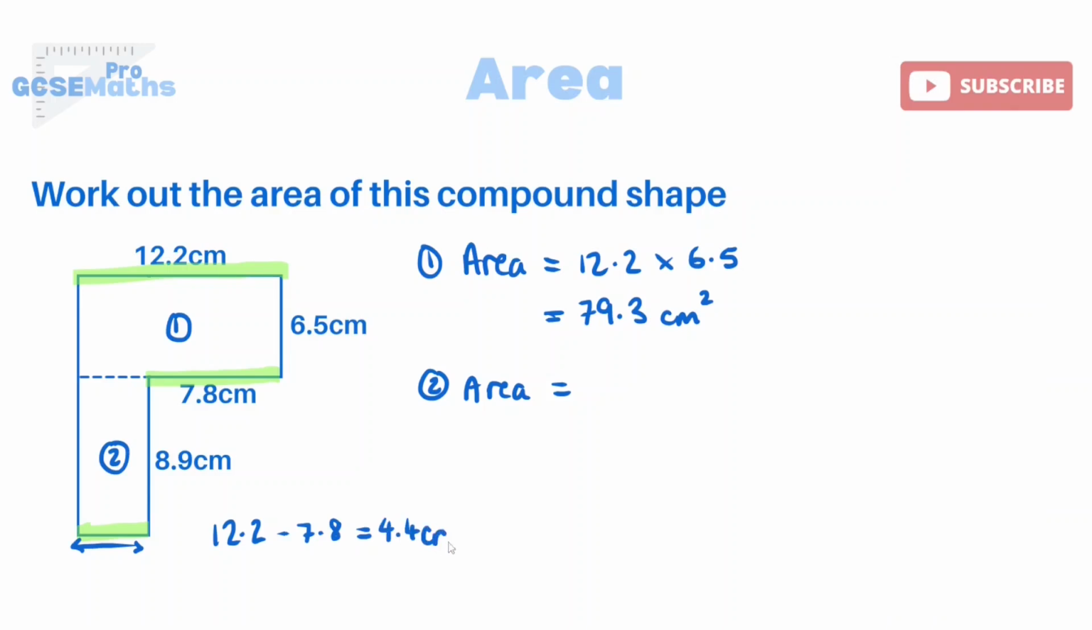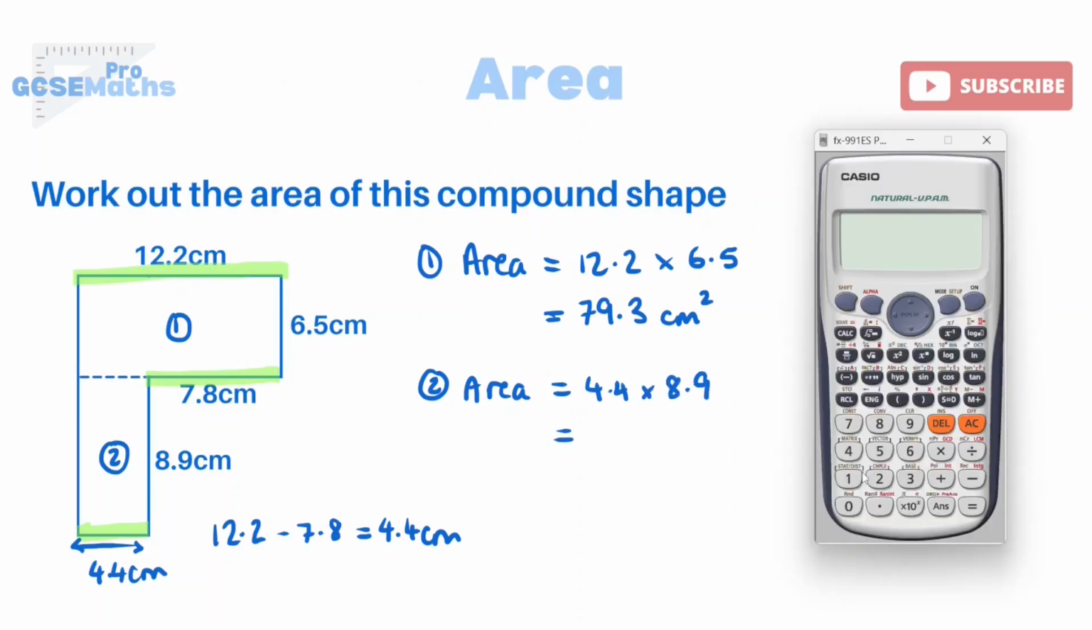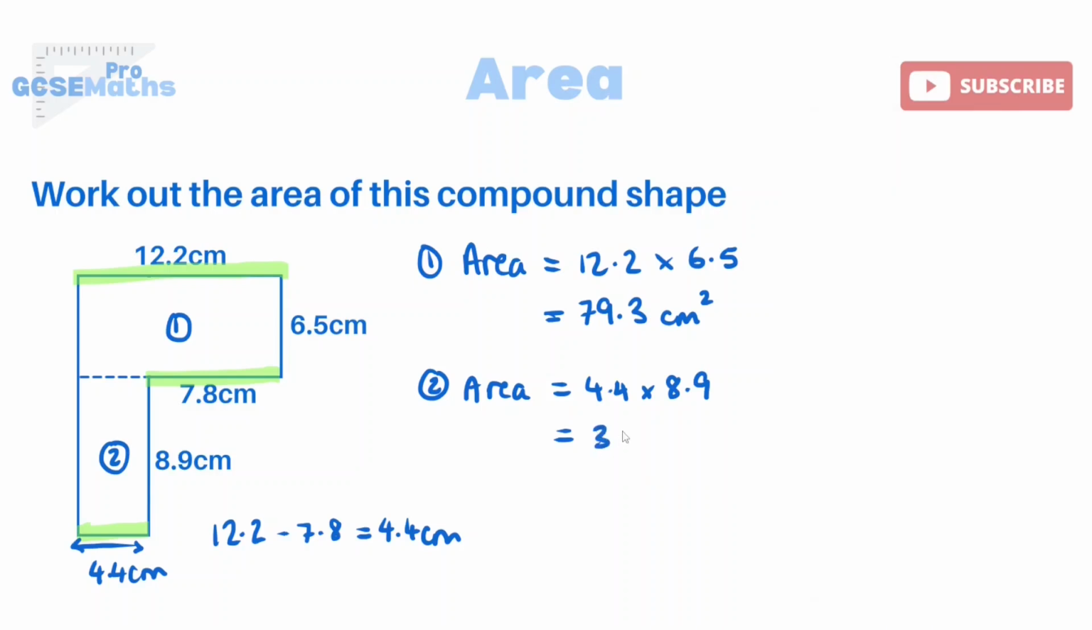Okay, so we're not going to guess, we're going to work it out accurately. So that's 4.4 there. Now I can work out the area of that second rectangle. It's going to be 4.4 times 8.9. Again, put that in your calculator. 4.4 times 8.9 gives me 39.61.